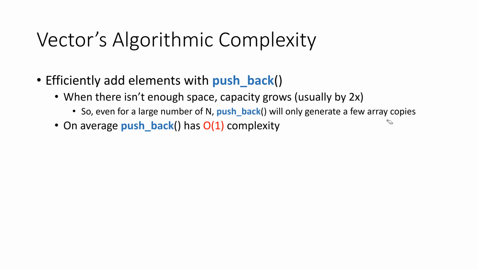If you go through and do the complexity analysis, you'll find that the average or amortized complexity of pushback is order 1, which is very fast. Okay? If they actually had made it where it only added 1 element in each pushback, then the average complexity of pushback would have been order n, which would be bad, right?